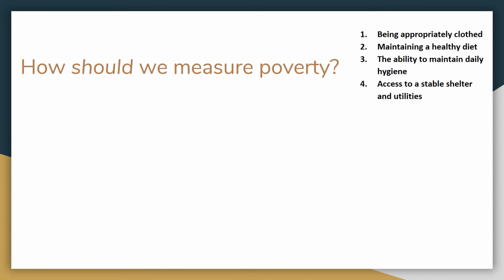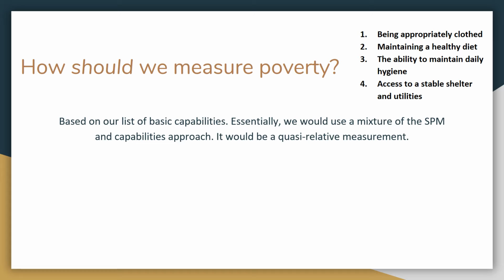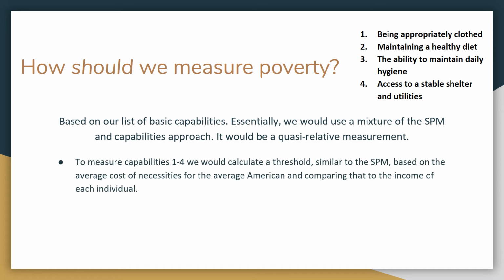So how should we measure poverty? We would base it on our list of basic capabilities. Essentially, we would use a mixture of the SPM and the capabilities approach. It would be a quasi-relative measurement. So to measure capabilities 1 through 4, we would calculate a threshold similar to the SPM based on the average cost of necessities for the average American and comparing that to the income of each individual.